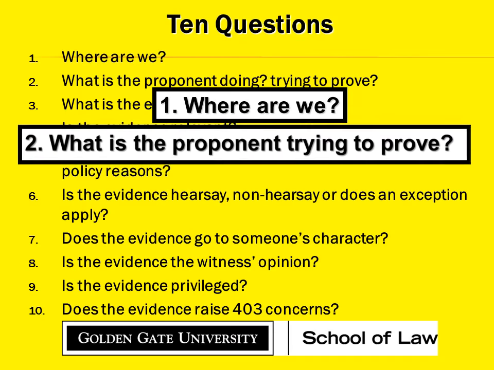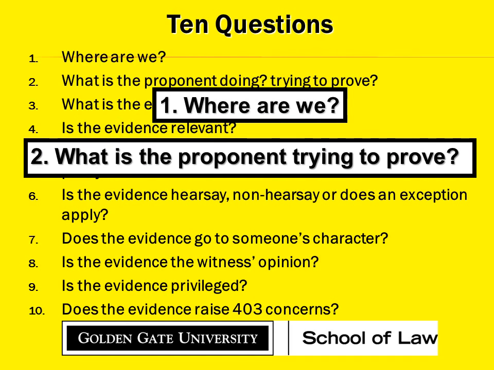Next, and I've got to tell you, this happens with almost all of the rules. What is the proponent trying to do? What is the proponent trying to prove? This dictates how we come out on evidence all the time. Think about it. The proponent is engaged in their trial presentation. They're asking questions of a witness. They are trying to put on exhibits and trying to admit exhibits at trial. They're trying to go through their trial presentation.